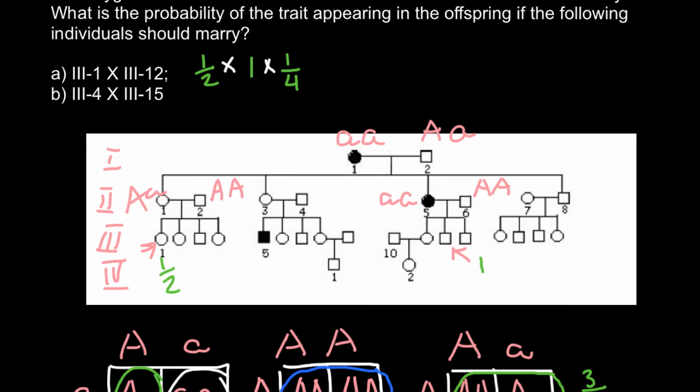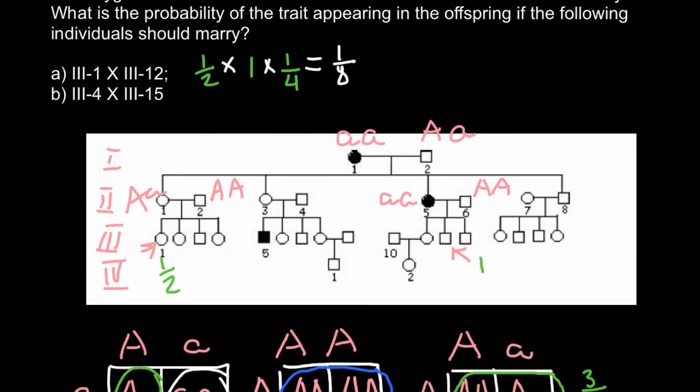So 1 doesn't affect our calculations. Anything multiplied by 1 would be the same number. So basically we have to multiply 1/2 by 1/4. As you see, the answer is that the probability that this couple would have an affected child is 1/8. If you need an answer in percentage form, you have to divide 1 by 8 and multiply by 100. So let's move to the next question.